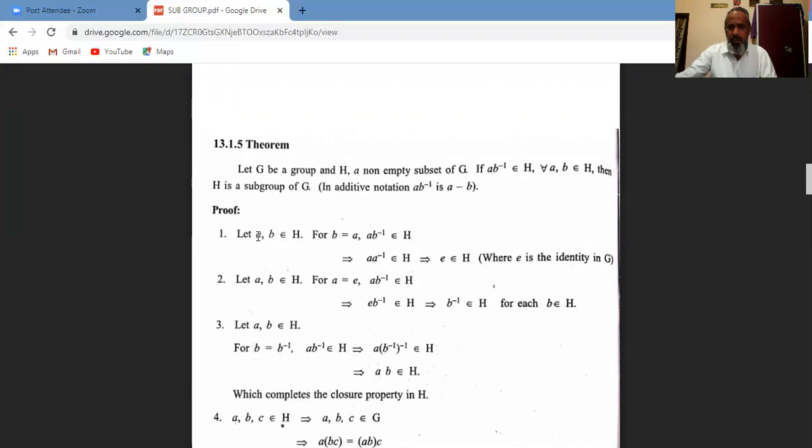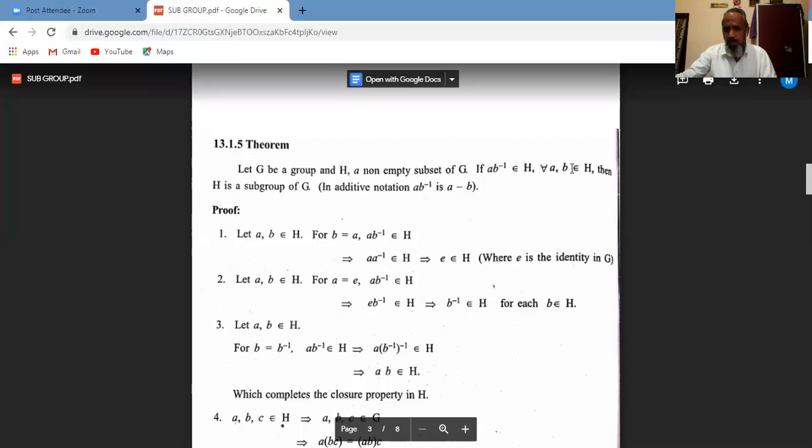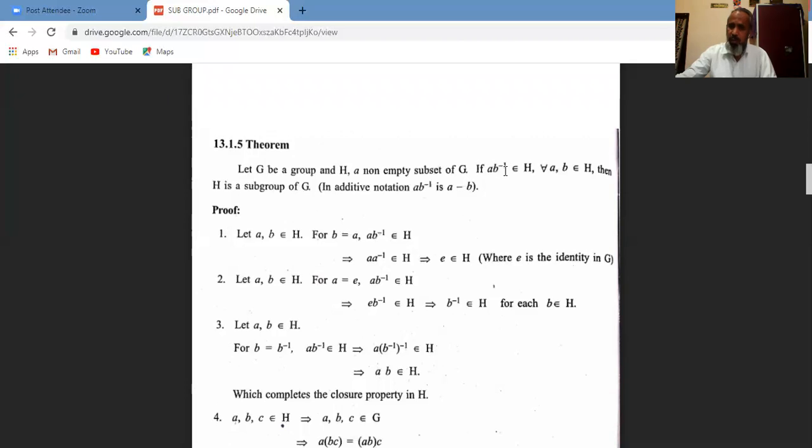So let us take A, B belongs to H. What is H? H is a non-empty subset. So we have to prove that if H is a non-empty subset of a group G, and if A, B belongs to H, A into B inverse belongs to H, with this property we have to prove all the conditions of group. So let us take A, B belongs to H.